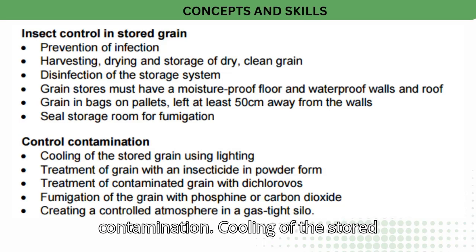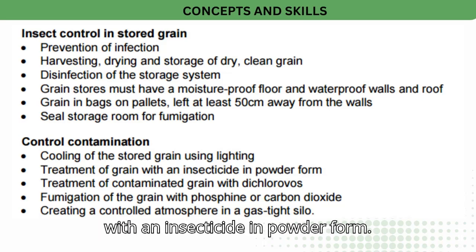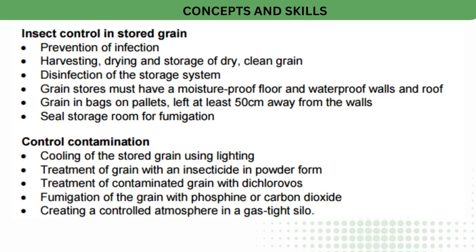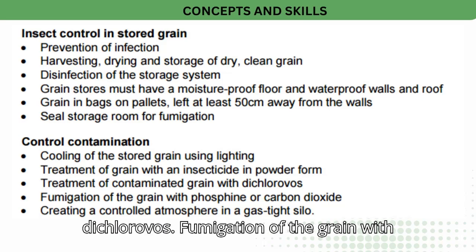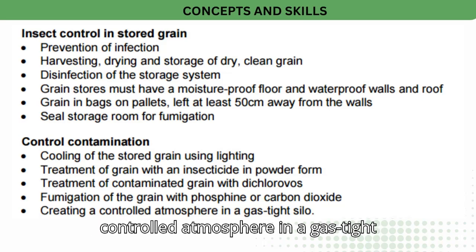Control contamination. Cooling of the stored grain using lighting. Treatment of grain with an insecticide in powder form. Treatment of contaminated grain with dichlorvos. Fumigation of the grain with phosphine or carbon dioxide. Creating a controlled atmosphere in a gas-tight silo.